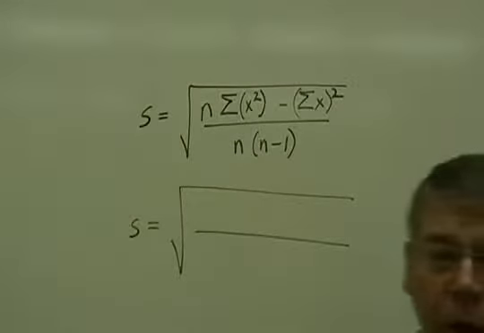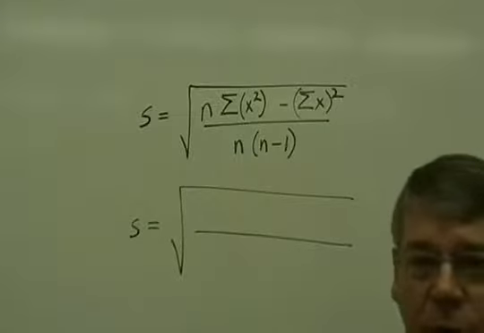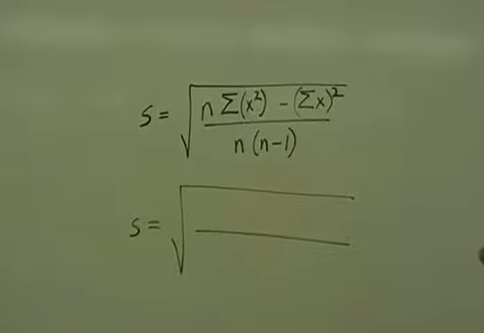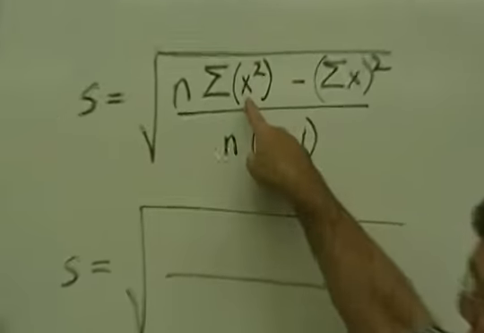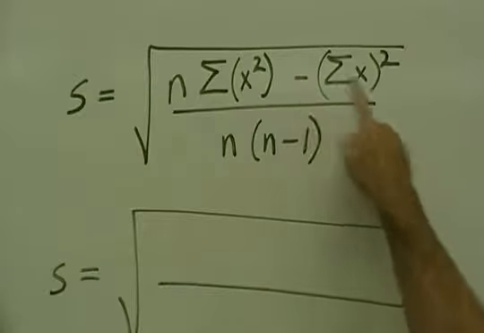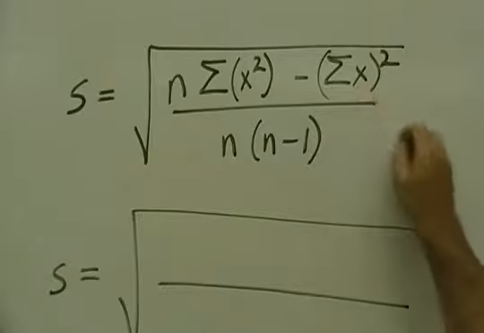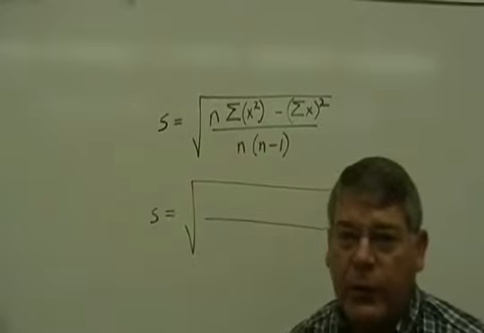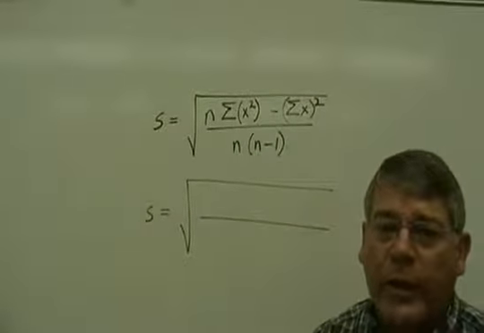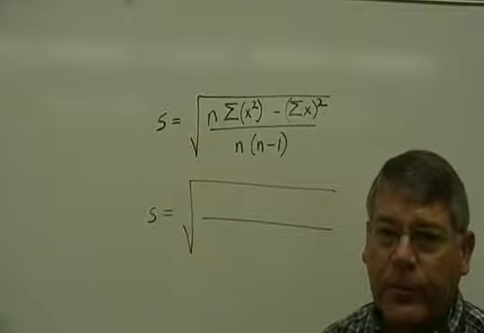Okay, let's begin by writing down the shortcut formula, which is taken from the textbook. Now notice in the formula here that we have the sum of x squared minus the sum of x, the quantity squared. The number one mistake in this problem is to confuse those two, and so they are completely different numbers. Let's review how we get each of those.